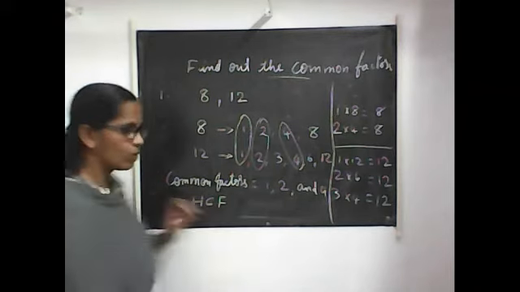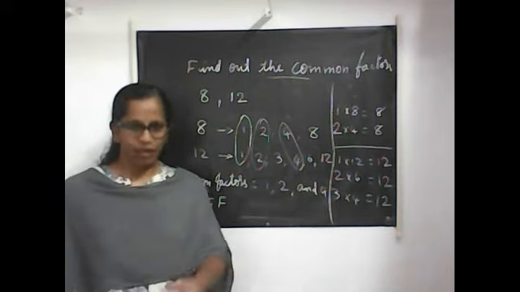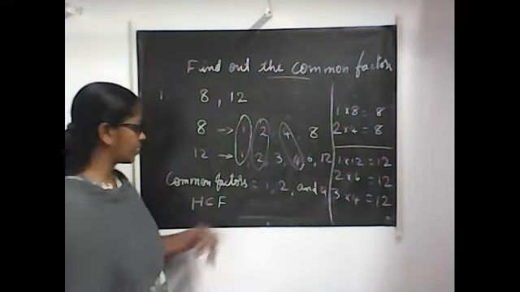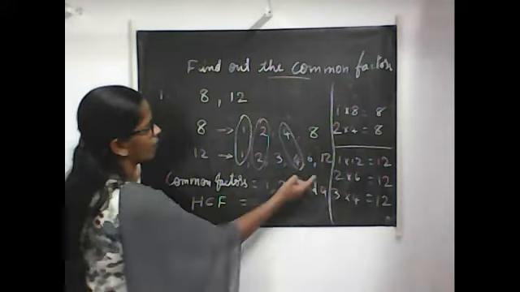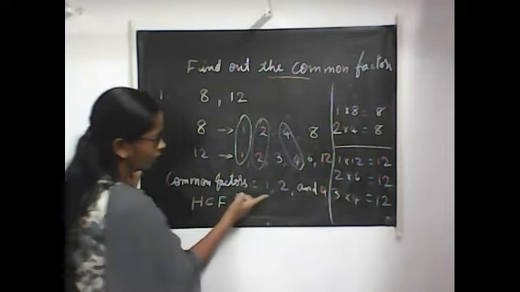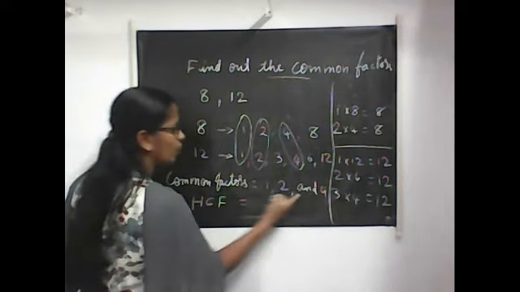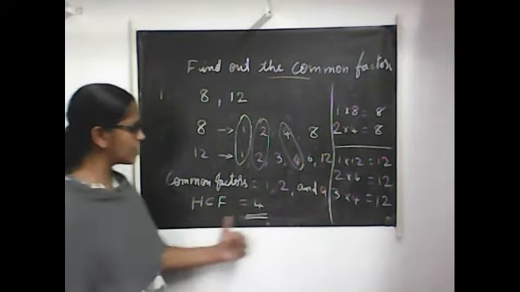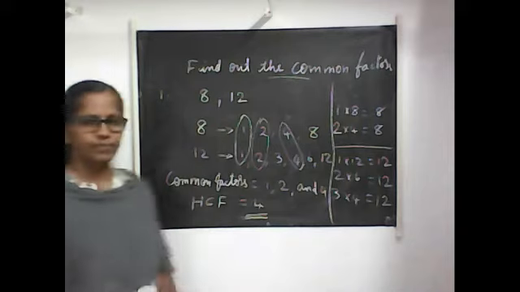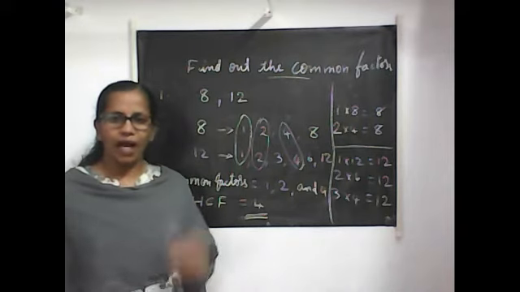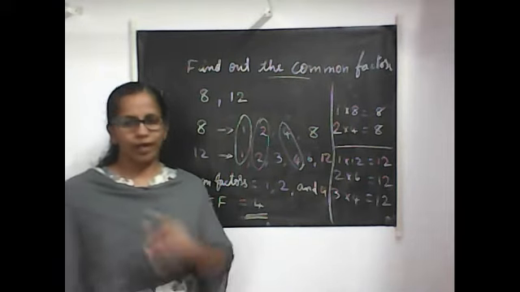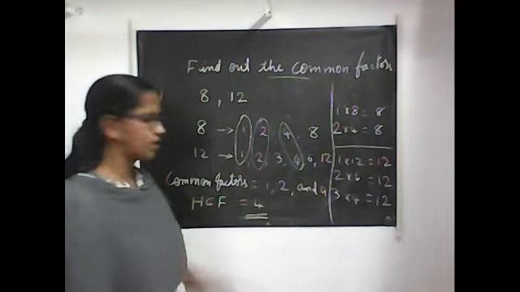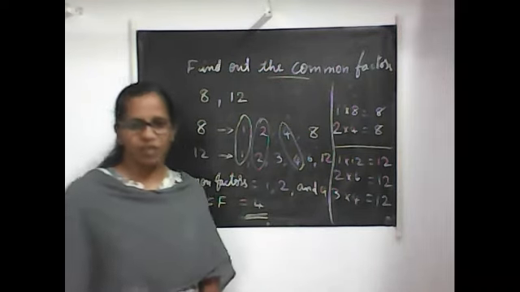This topic we are going to study in detail in coming classes. So just understand it. Highest common factor. Which is the highest common factor from this? We have already written the common factors. Which is the highest one? 4. So this is the HCF of 8 and 12. HCF means highest common factor. It may be a new term for you. Highest common factor, that we call HCF.